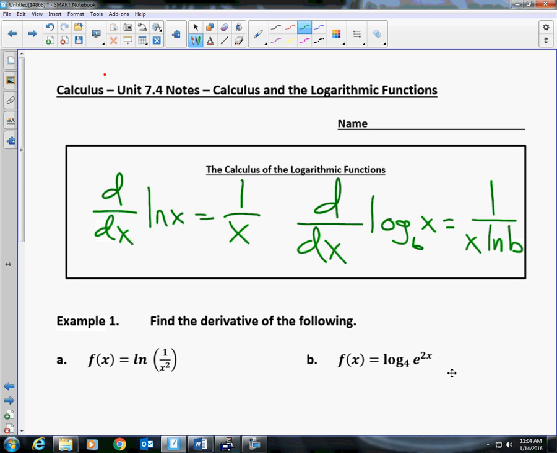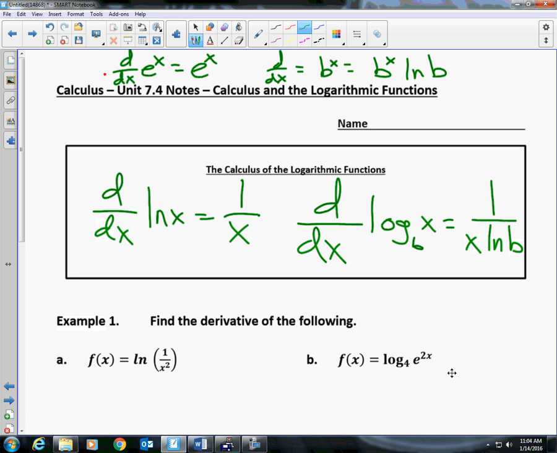Now, if you remember yesterday, I showed you two other derivatives. I said that the derivative of e to the x is equal to e to the x. If the base is not e, then the derivative of something else, so say b to the x, would be b to the x times the natural log of b. You see how these are related?